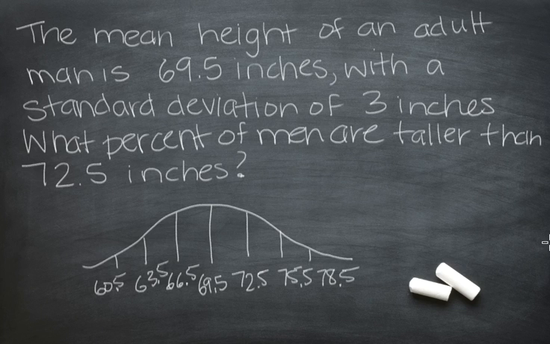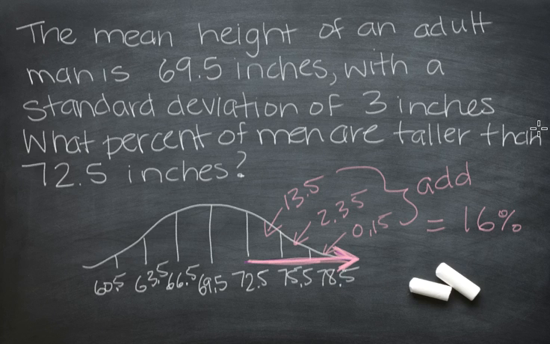They've asked us specifically about 72.5 and how many are taller. Taller would be this direction. So we would just need to add up what each of the sections should have in it. This one is 13.5, 2.35, and then don't forget the 0.15. So in total, 16% of adult men are taller than 72.5 inches tall.